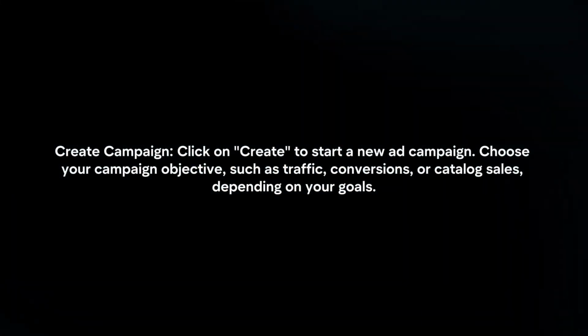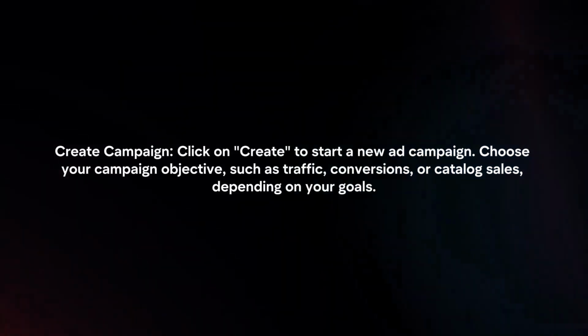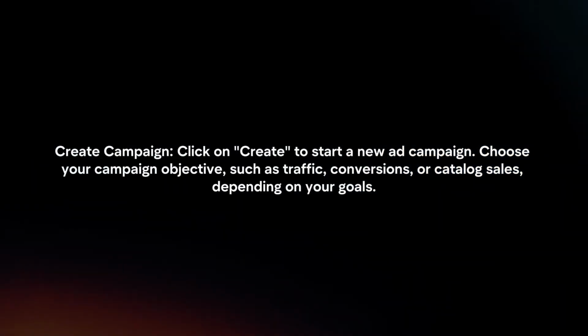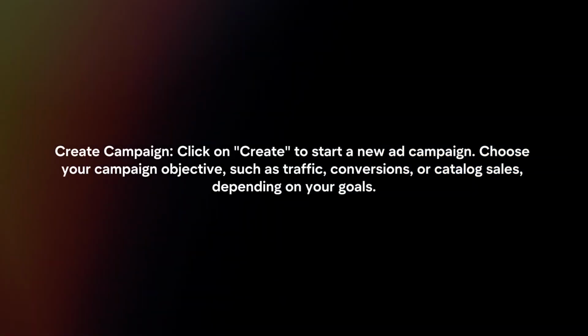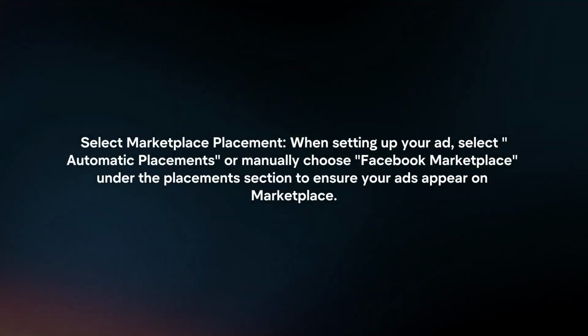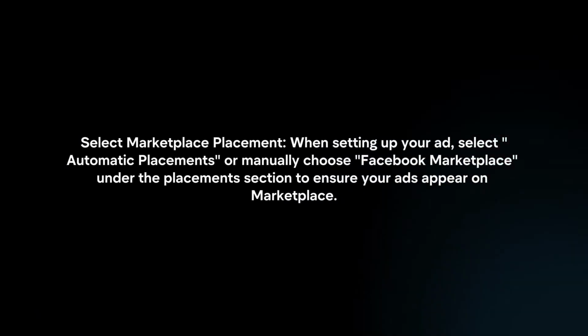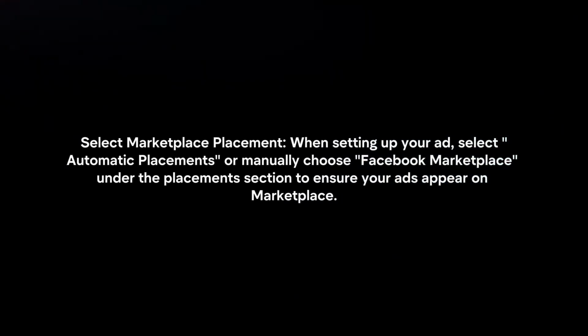Create campaign. Click on Create to start a new ad campaign. Choose your campaign objective, such as traffic, conversions, or catalog sales, depending on your goals. Select Marketplace Placement. When setting up your ad, select Automatic Placement or manually choose Facebook Marketplace under the Placement section to ensure your ads appear on Marketplace.